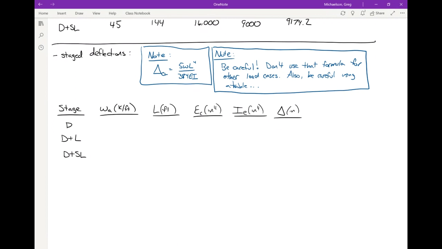Now, a lot of these are really easy. So the length, this beam is 24 feet. So it's 24, 24, 24. The moments of inertia, we just get these moments of inertia from what we literally just did. So 10,211.9, 9067.3, and 9174.2. So that one's easy. The E value, if you remember at the beginning, we were given the E value, it's 4,000.